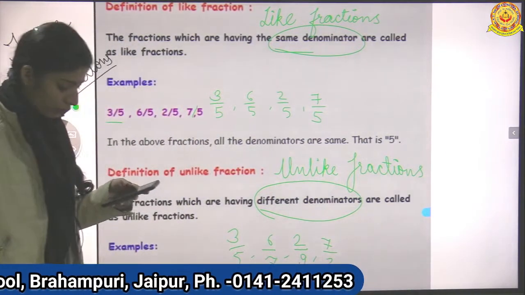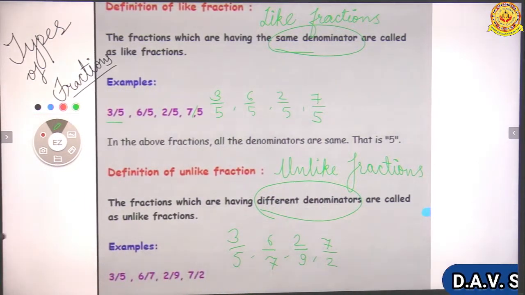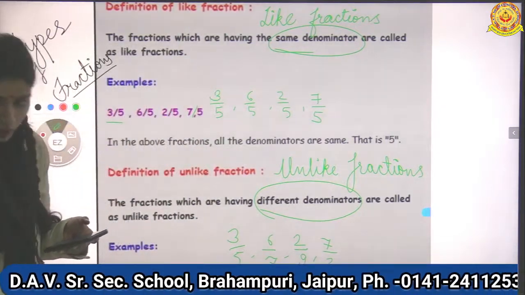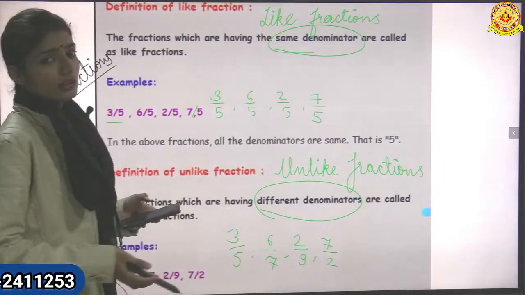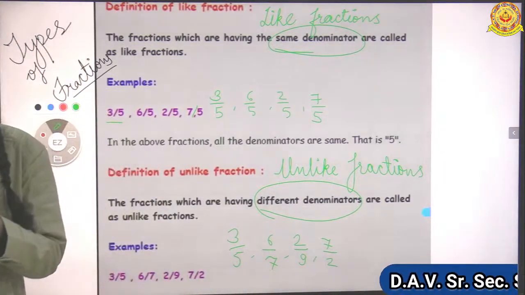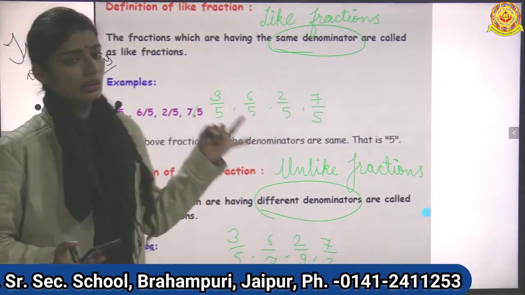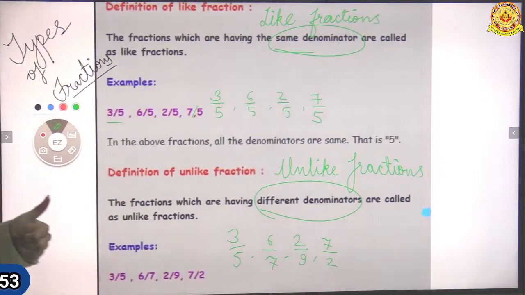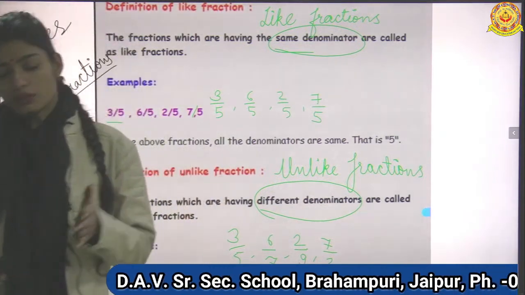In all these 4 fractions you can see that all the denominators are different. In the first one I have 5, in the second one 7, then 9 and then 2. All these 4 fractions have 4 different denominators, so these are said to be unlike fractions. Like and unlike fractions are just opposite of each other. In like fractions we check the same denominators, and in unlike fractions we check the different denominators.